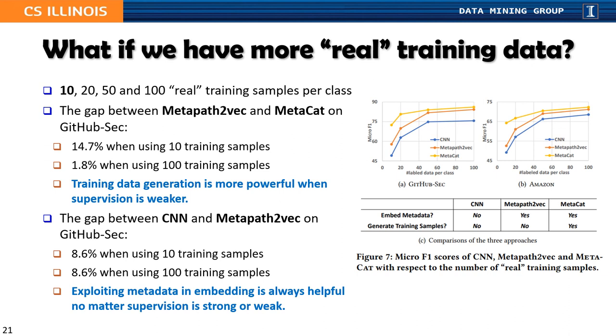According to the previous two slides, we already know that both embedding and generation modules are helpful when supervision is minimal. Now we examine their effects as real training data is increased. Three approaches are picked here: CNN, Metapath2Vec, and MetaCat. This figure shows their performance with 10, 20, 50, and 100 real training samples per class on the two large datasets. We can see that the difference between MetaCat and Metapath2Vec is that MetaCat generates training samples. By comparing their curves, we can see that training data generation is more powerful when supervision is weak. In contrast, the difference between Metapath2Vec and CNN is that Metapath2Vec embeds metadata. By comparing their curves, we can see that exploiting metadata in embedding is always helpful, no matter supervision is strong or weak.